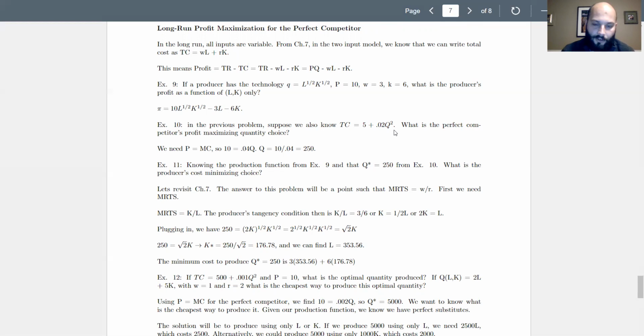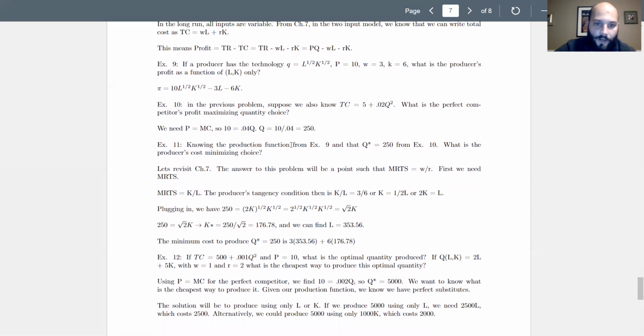I have some additional example problems of that from the previous section we'll do in another video. But now we know that the producer would be maximizing profit to choose a quantity of 250. We also know the production function. We know input costs. And so from chapter 7, we can figure out what is the cost minimizing way to produce this profit maximizing quantity of 250.